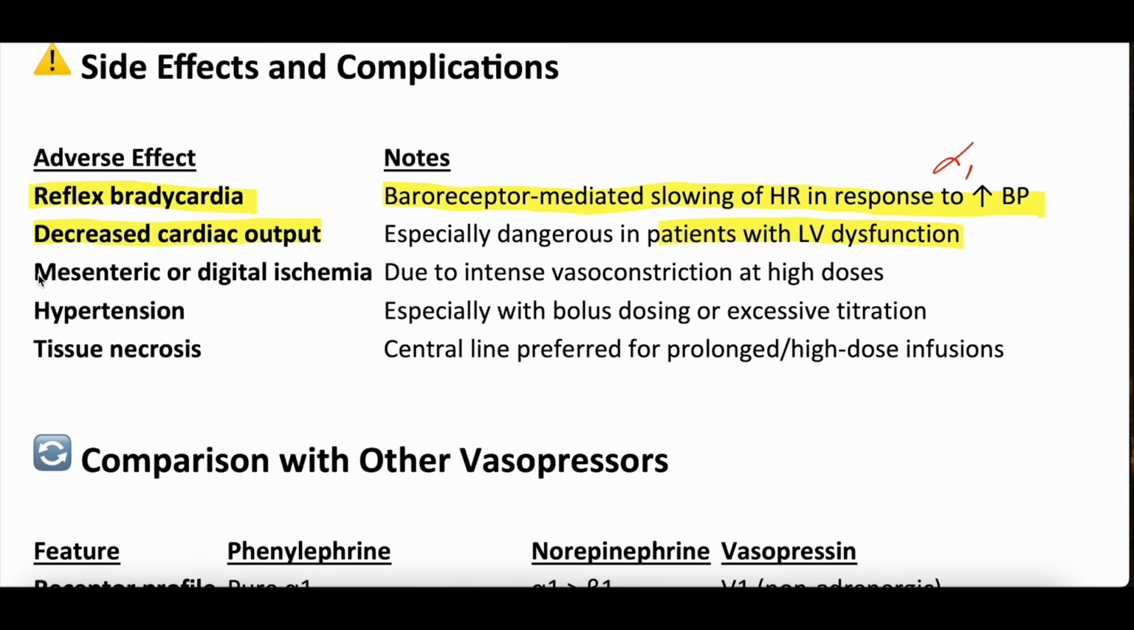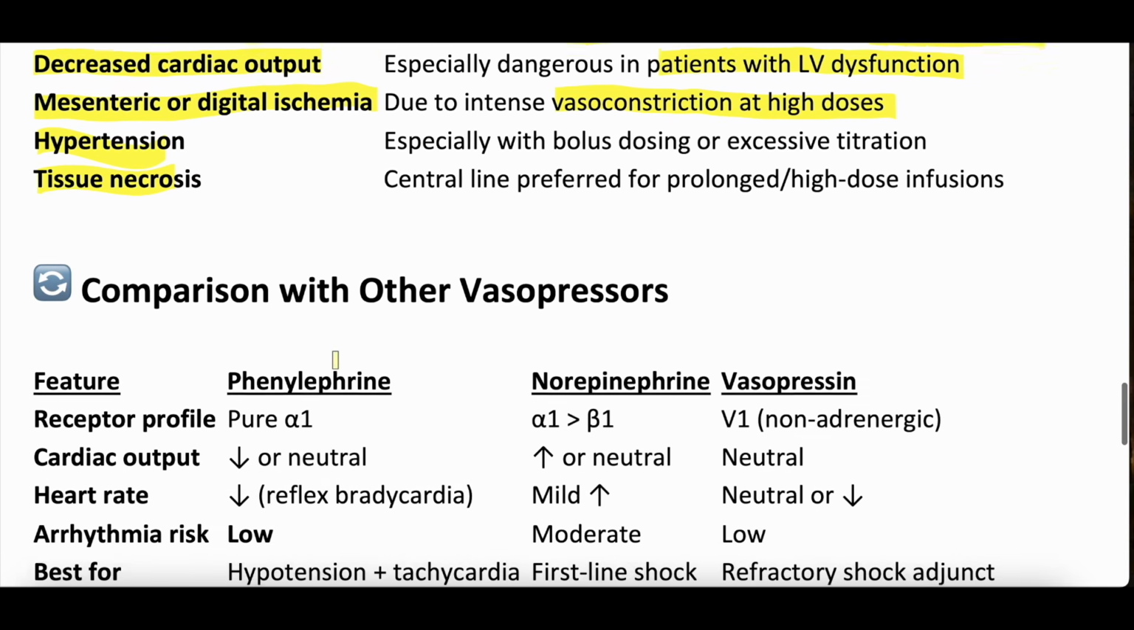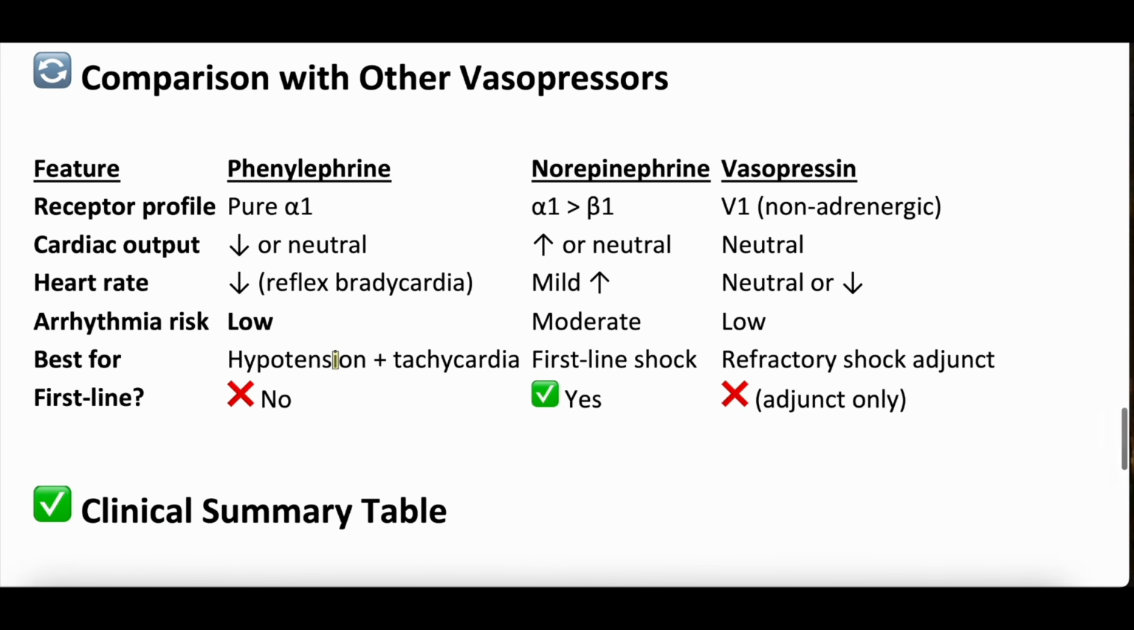It can cause mesenteric and digital ischemia, like many of the catecholaminergic vasopressors, due to intense vasoconstriction. It can cause hypertension if you don't titrate appropriately, and if it extravasates into the skin, it can cause tissue necrosis as well, as many of these catecholaminergic vasopressors can.